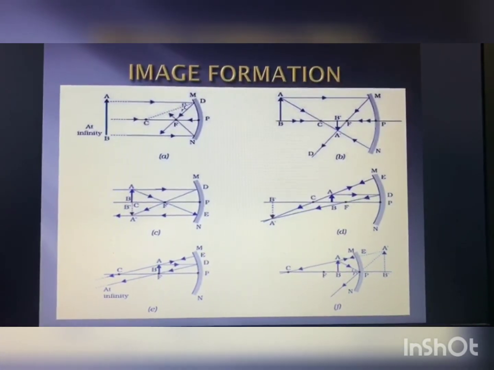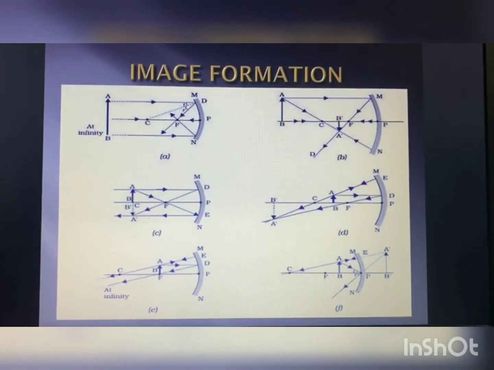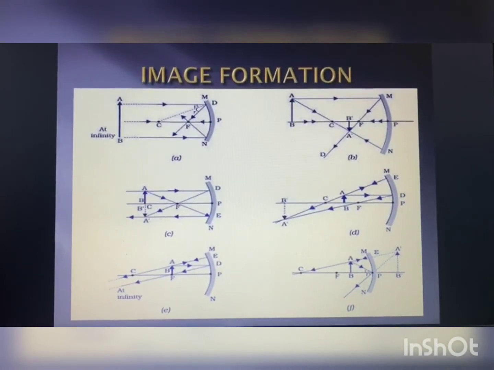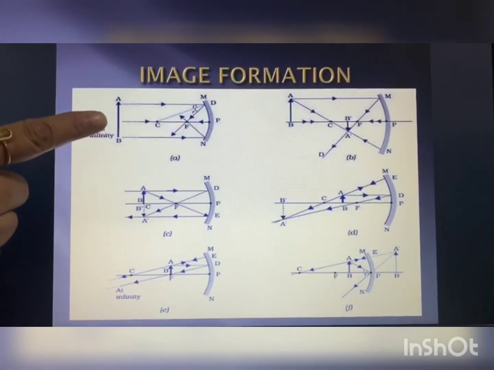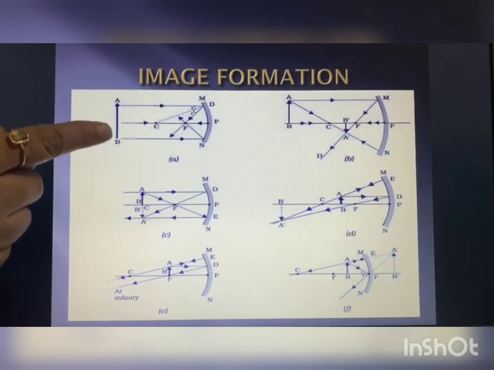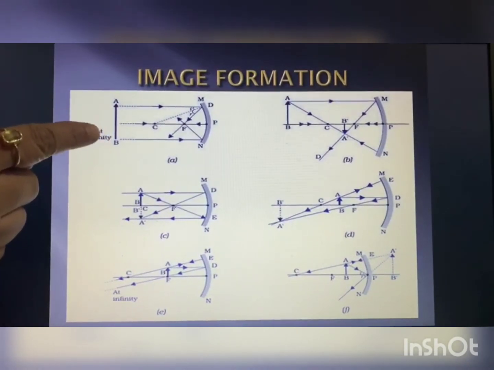Now, on the basis of that, we are going to discuss all 6 image formations or ray diagrams. See student, first, this one is the first one. In this, the object is placed at infinity.